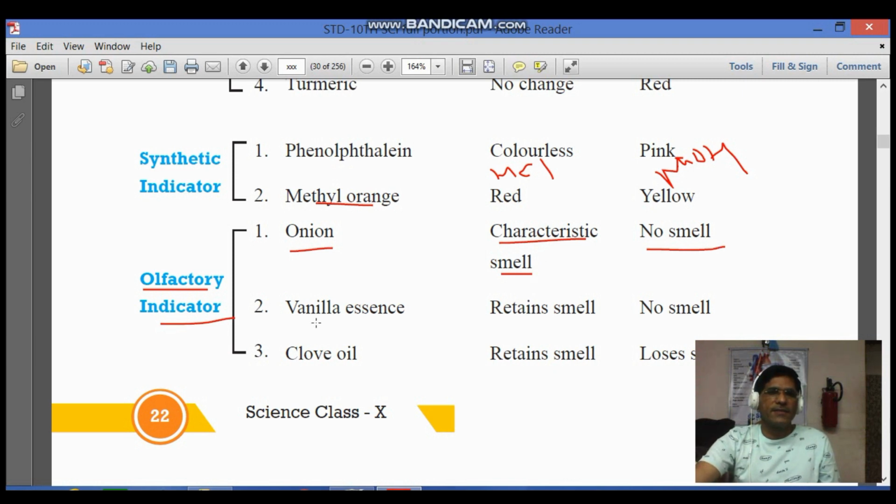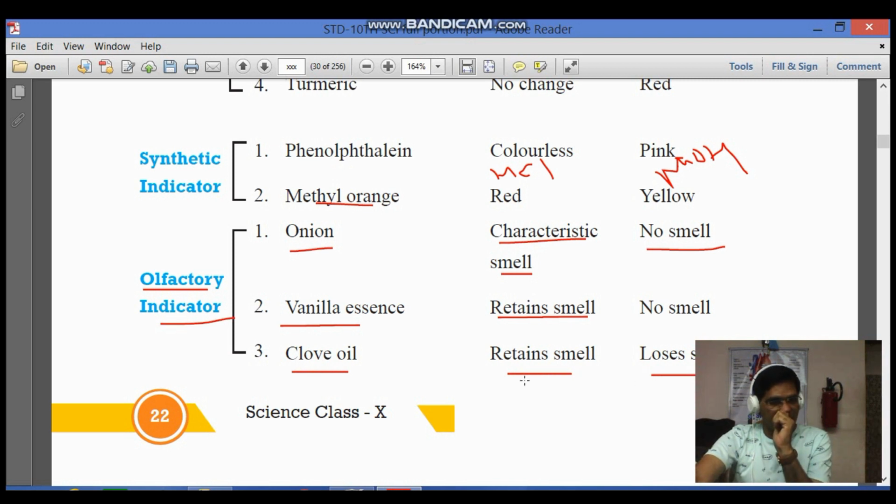Vanilla essence retains its smell. So we can get the smell of vanilla if an acidic solution is there. But if there is no smell, then we can say it is a base. Clove oil either retains its smell or loses the smell.